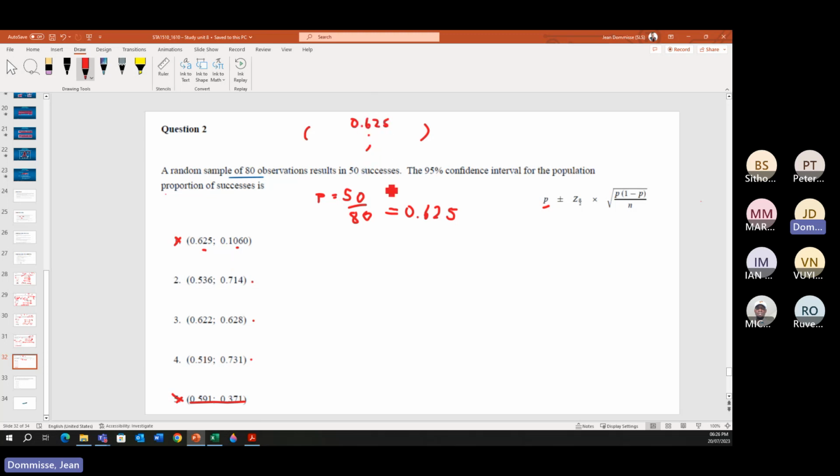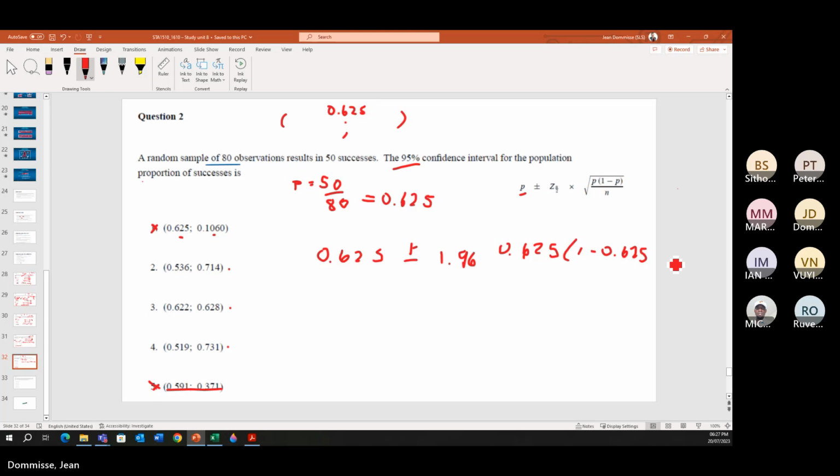So at least we have eliminated two, by again looking at the process: the mean must be in the middle of the two confidence levels. With 95% confidence, we are working with a Z equal to 1.96. Now we just need to work with that P. So again, I am going to add this into my Excel to work it out.